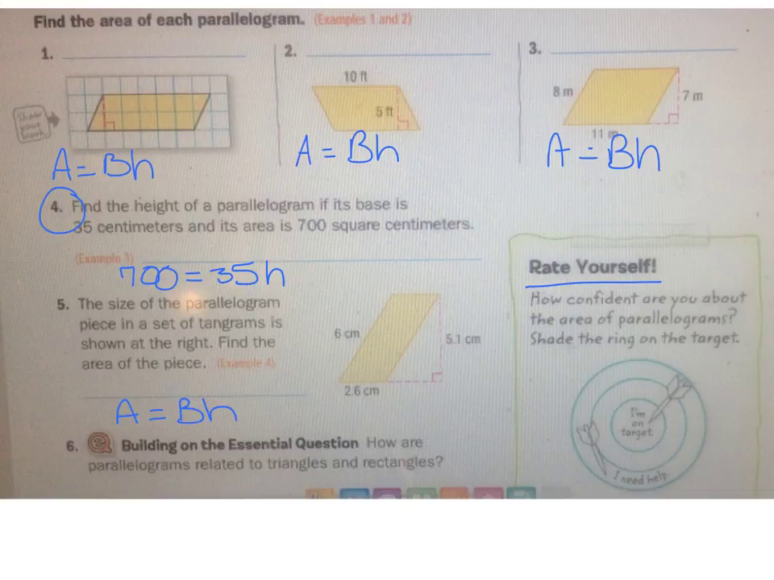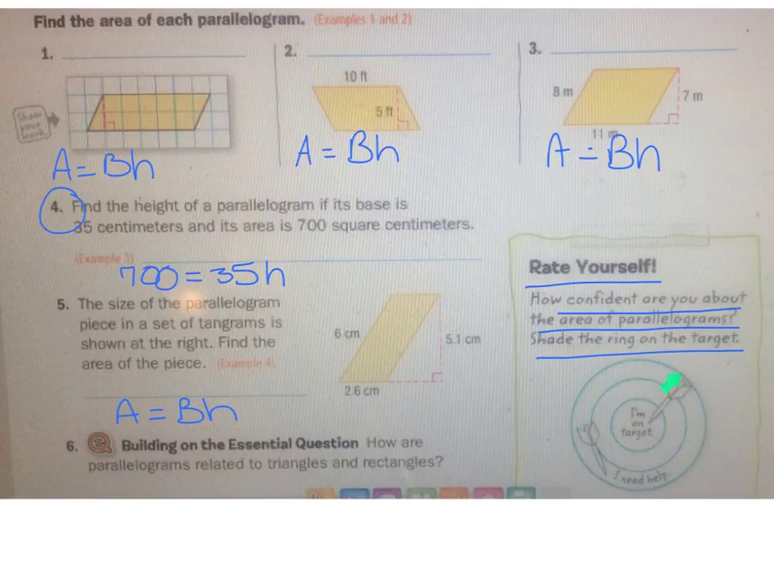The last question asks you, how are parallelograms related to triangles and rectangles? Okay, you can try to answer that question as well. When you finish, please rate yourself. How confident are you about the area of a parallelogram? Shade the ring on the target to show how confident you are.